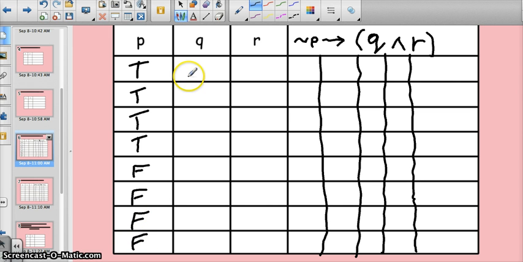And we always roll the Q's by going 2s and 2s. So 2 trues and 2 falses. And then we do 2 more trues, and then we do 2 more falses.